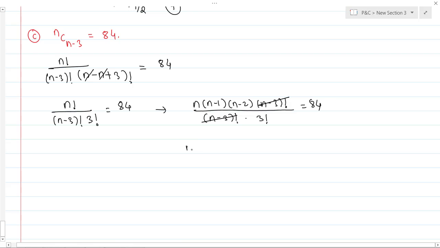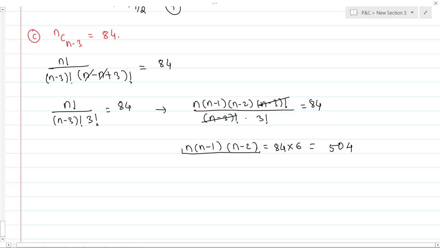So we will be having n minus 1, n minus 2 is equals to 84 into 3, which is 6. 6 fours are 24, carry 2, 8 fives are 40, 48, 49, 50. So we have 504. Okay. Now if you observe here, what is this?